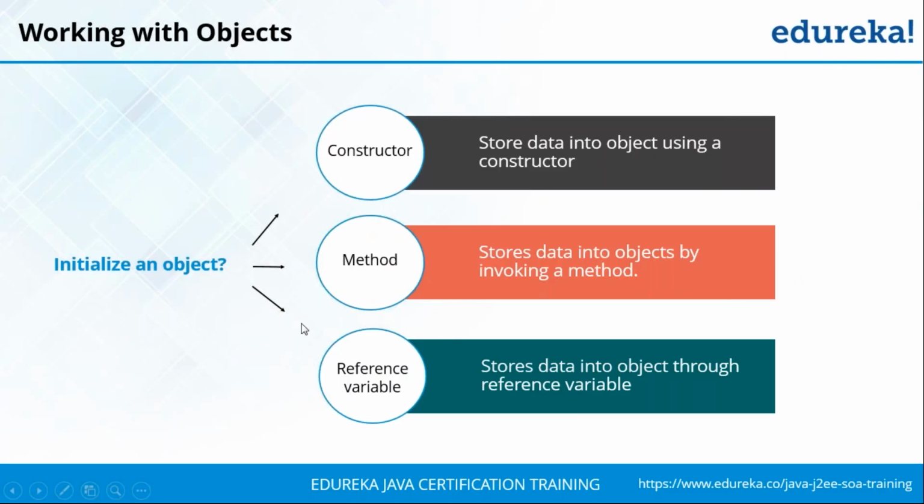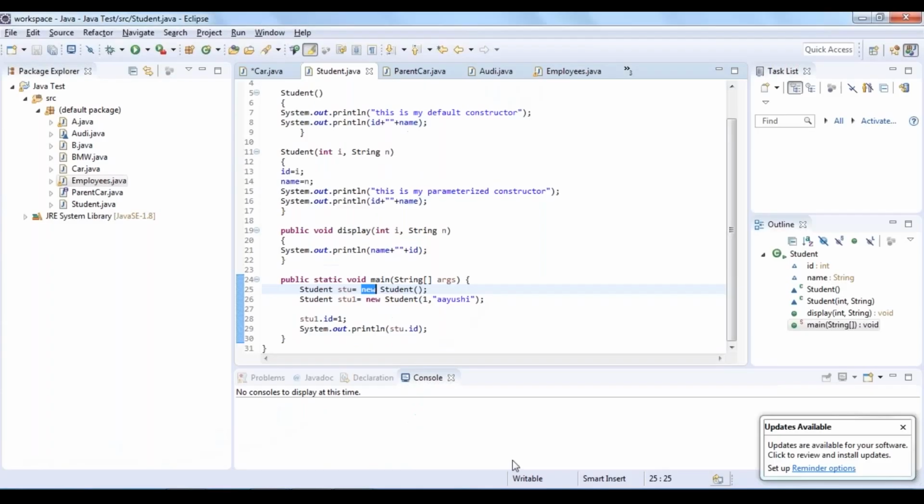Then there are three ways in which you can initialize an object. The first is by a constructor. Here, as you can see, I can use a default or a parameterized constructor to store a value in my object. Let me go back to my previous code. Here, I haven't passed any parameter, so this is my default constructor. And this is my another object, stu1, where I've passed the values of ID and name. ID here is 1 and the name of the student is Ayushi.